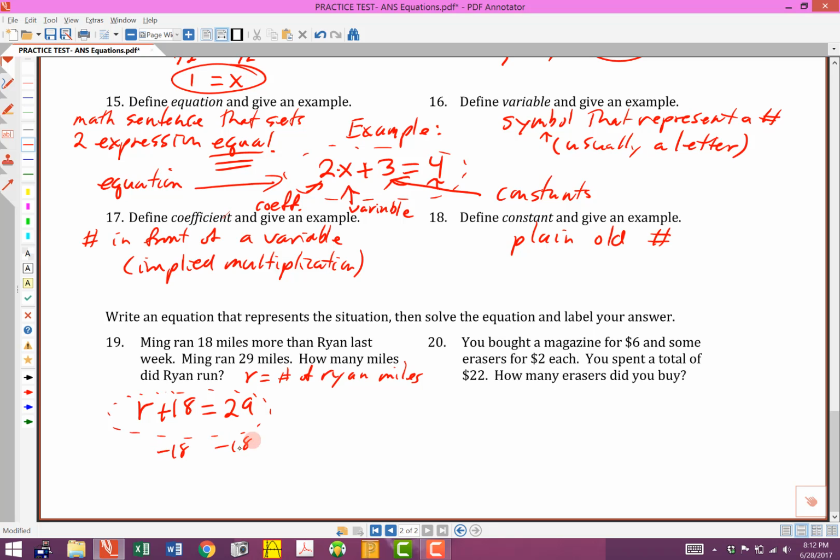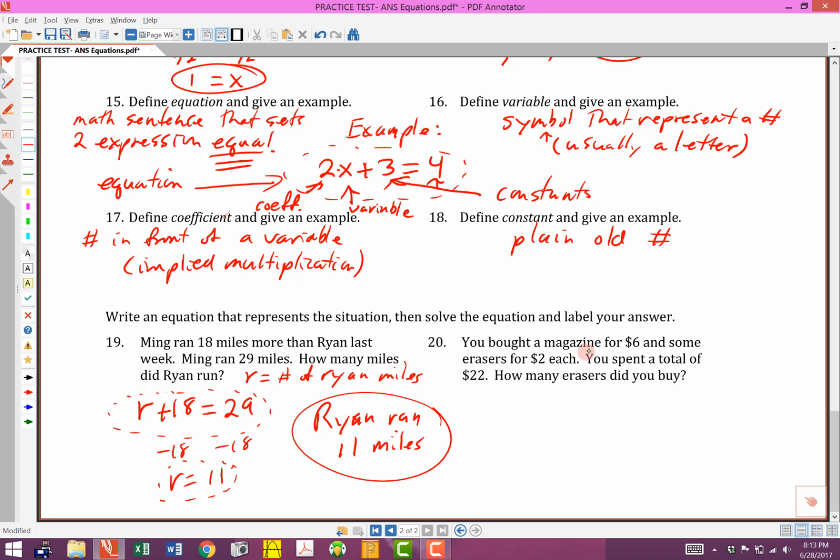Then we'd solve that. So we're going to subtract 18, so we get R equals, let's see, this would be 11. Okay, so there's the answer to the equation, but let's answer the question. How many miles did Ryan run? So we're going to say Ryan ran 11 miles. There's the answer to the problem. So we've written an equation that represents the situation, we've solved it, and then we've labeled the answer.